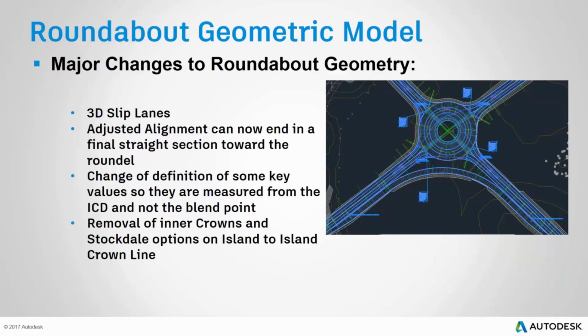And finally, we had a few crown line issues on the roundel area. In particular, island-to-island crown lines, which are used for mini roundabouts. It was possible to select an island-to-island crowning and have Stockdale applied to it, or have a secondary circular crown line inside the roundel area. We removed that ability. It doesn't conform to any standards in particular. It was put in almost by mistake, and we've removed it. So if you open an old drawing that has Stockdale on an island-to-island roundabout or an inner crown line on the roundabout, they will get removed.